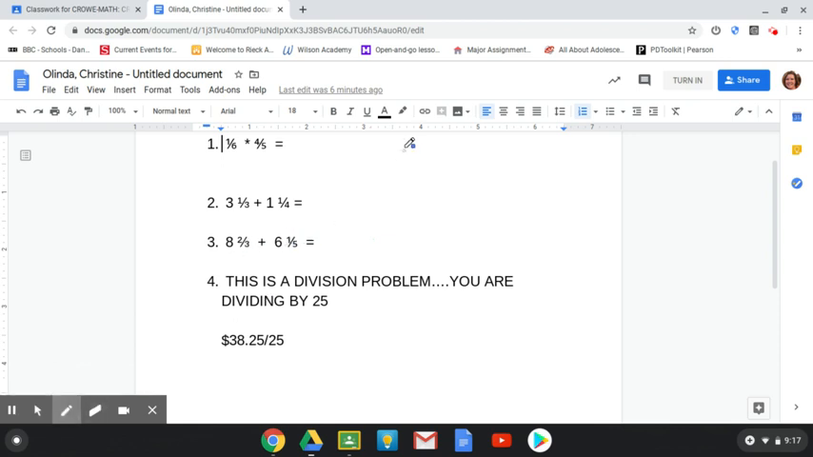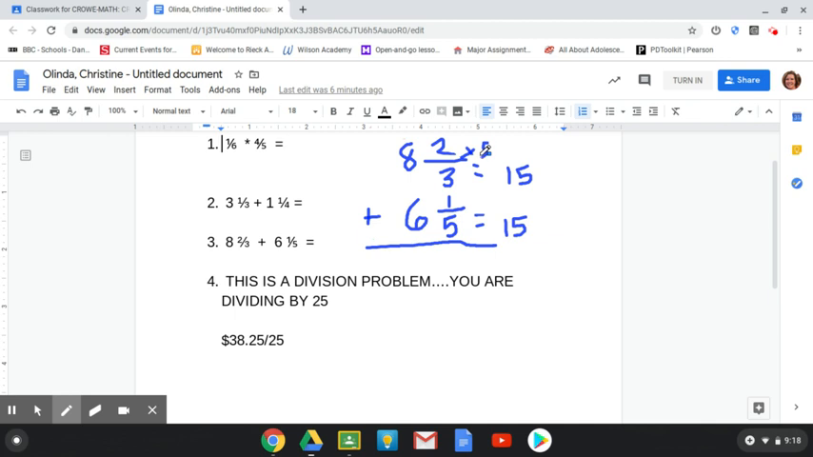8 2/3 plus 6 1/5. Once again, we can't add until we change the denominators to make them the same. So I write this up and down. And I think, what is the least common multiple of 3 and 5? The smallest number would be 15. So what did I multiply 3 by to get 15? That would be 5. So then I have to multiply by 5 on the top.